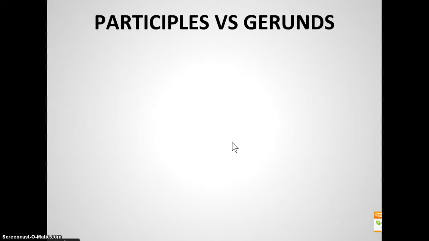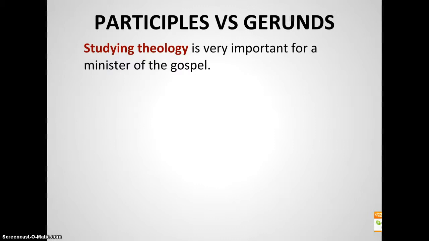Now, to distinguish a participle from a gerund is not as easy as it may sound. Again, both of them can begin with an ing word. Both of them end in ing. Not all the time, but sometimes. So studying theology here, how do you know if that's a participle or is it a gerund? Well, again, we have to go back to the fact that a participle is an adjective and a gerund is a noun or a substantive.